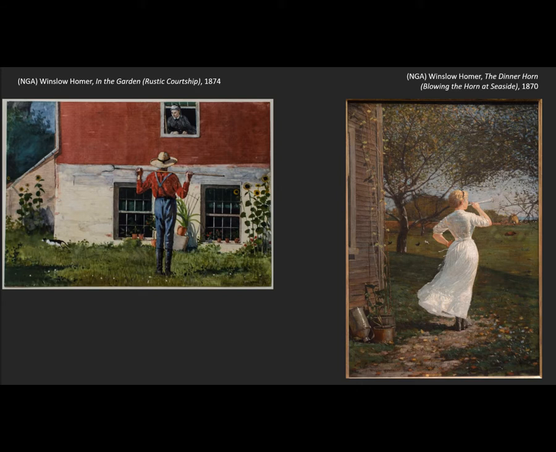But how Homer is able, I think, with the smallest of means, to capture so much. Whether it's the shadow he casts into the grass on the right, or just the movement of that cat through the thicket. With just almost nothing, he's able to totally capture the sense of how this plays through.